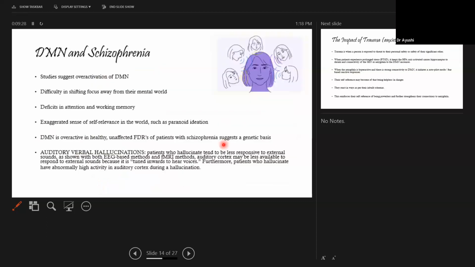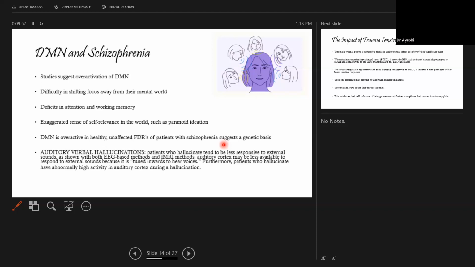Then let us come to the default mode network and its relevance in various psychiatric conditions. First of all, schizophrenia. Studies suggest that there is overactivation of the default mode network in schizophrenia. So there is difficulty in shifting focus away from their mental world. There are deficits in attention and working memory. There is an exaggerated sense of self-reference in the world, such as paranoid ideation.